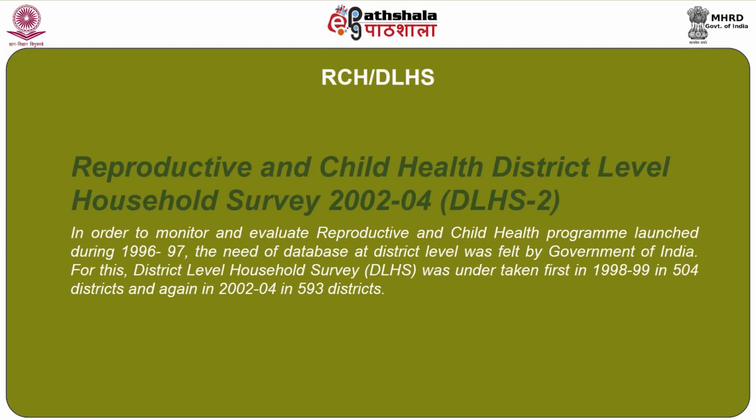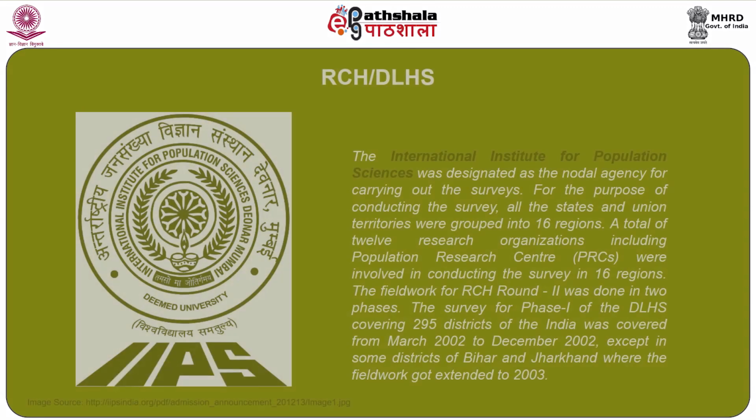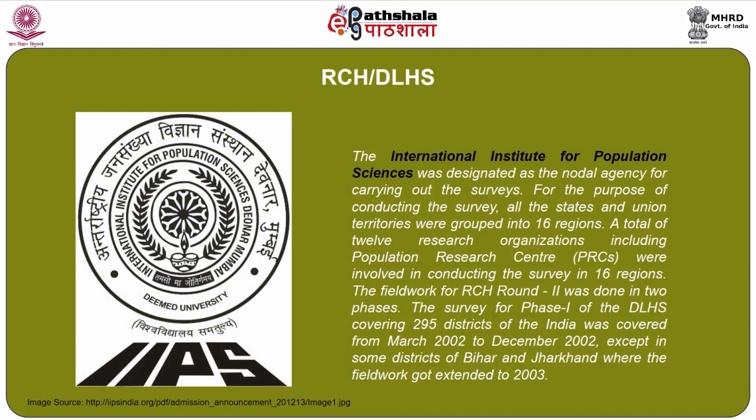Reproductive and Child Health District Level Household Survey 2002 to 2004, which is usually called DLHS 2. In order to monitor and evaluate the reproductive and child health program launched during 1996 to 97, the need of a database at district level was felt by the Government of India. For this district level household survey, DLHS was undertaken first in 1998-99 in 504 districts and again in 2002 to 2004 in 593 districts. The International Institute for Population Sciences was designated as the nodal agency for carrying out the surveys. For the purpose of conducting the survey, all the states and union territories were grouped into 16 regions. A total of 12 research organizations, including population research centers, were involved in conducting the survey in 16 regions.